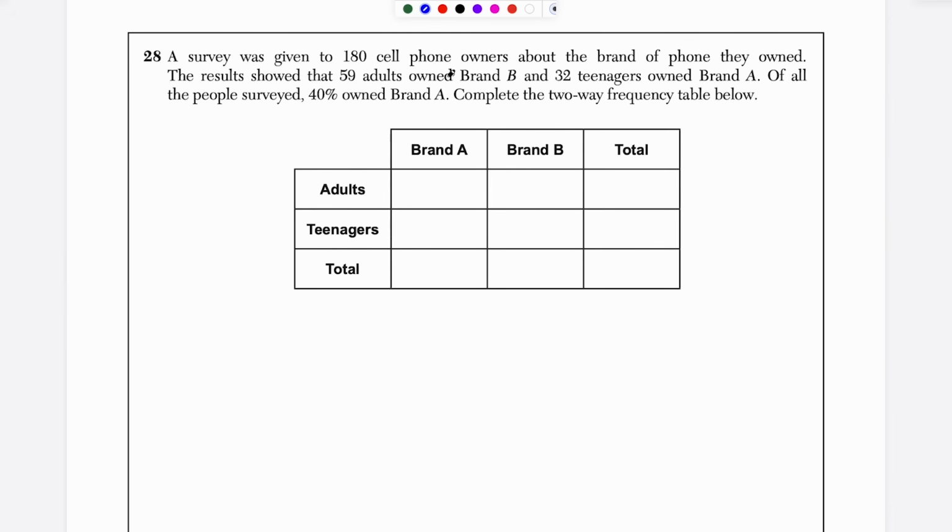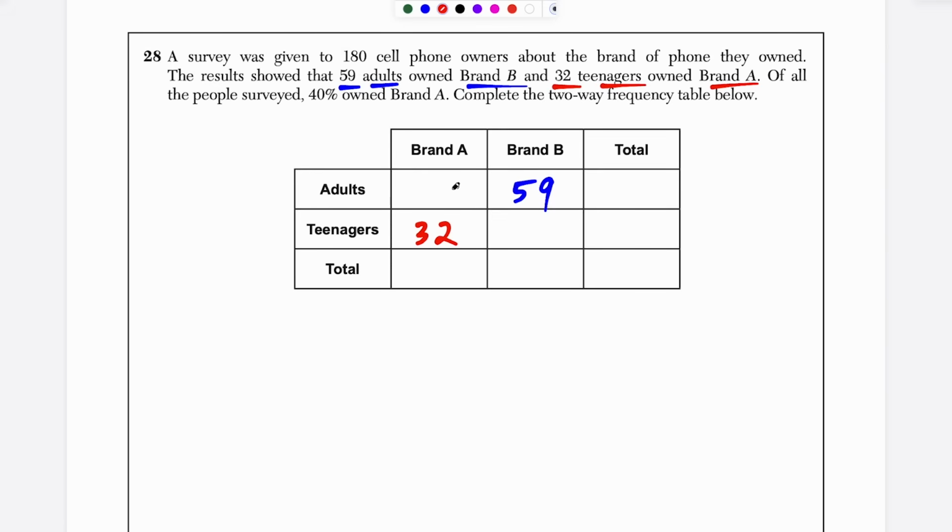So for this, I just like to start out with what we know and then start finding the rest. The most obvious stuff we know is we were told the results showed that 59 adults owned brand B. So I go to brand B and then to the adults and I put a 59 here. And then we're also told 32 teenagers own brand A. So teenagers, brand A is this space here. We're going to write 32.